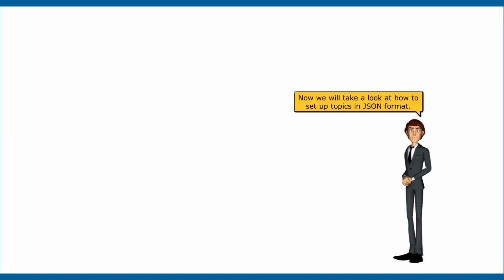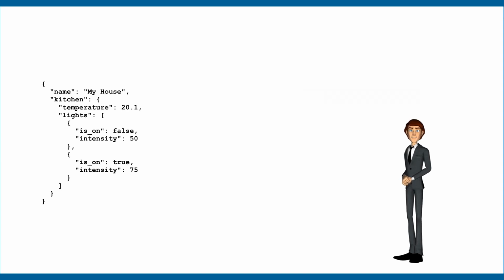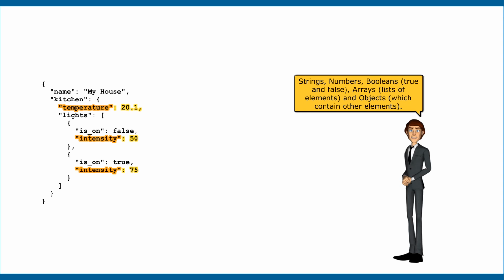Now we will take a look at how to set up topics in JSON format. JSON is a data format designed to be easy to understand by both humans and computers. In JSON, you can define the following elements: strings, numbers, booleans, true and false, arrays, lists of elements, and objects, which contain other elements. Each variable is defined by its name in quotations, a colon, and the value itself. They are separated by commas.